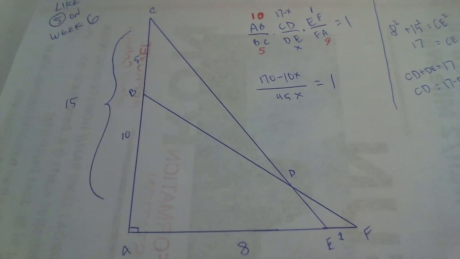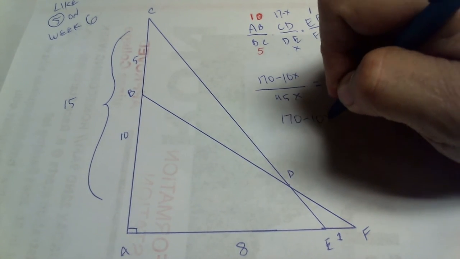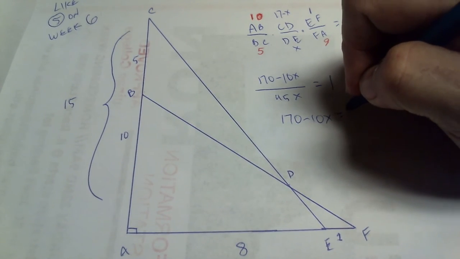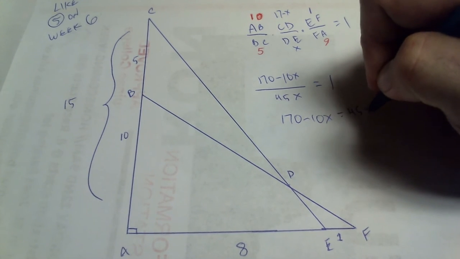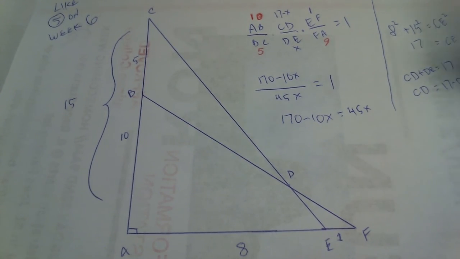You want to cross multiply? I'd cross multiply because then you don't have fractions anymore. Yep. So I've got 170 minus 10x equals 45x. Now let's just stop. Let's stop right here. On the wiki, and this is a Monday, you and I are talking to each other on Monday.